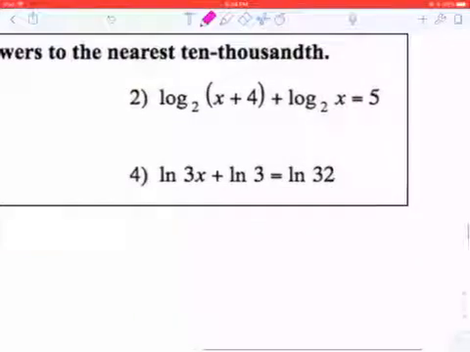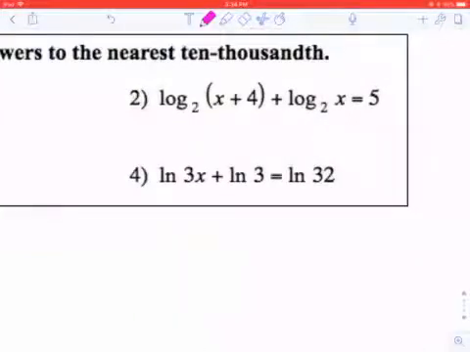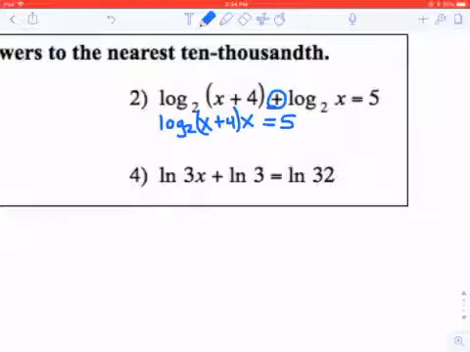So let's check example 2. Log base 2 of x plus 4 plus log base 2 of x equals 5. So we need to use our properties. They're adding, so we need to rewrite log base 2 and then multiply x plus 4 times x. And 5 is over there by itself, so we cannot cancel these logs out because there's only one left. So we need to rewrite this one into exponential form. So we end up with 2 to the 5th power equals x times x plus 4.